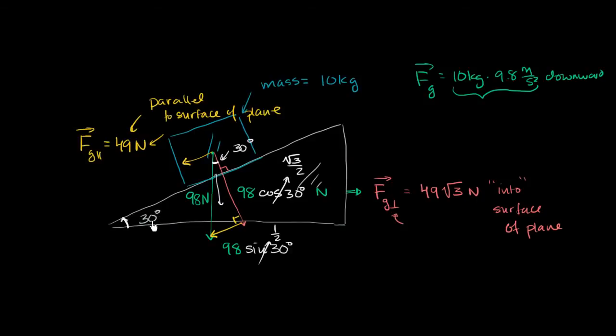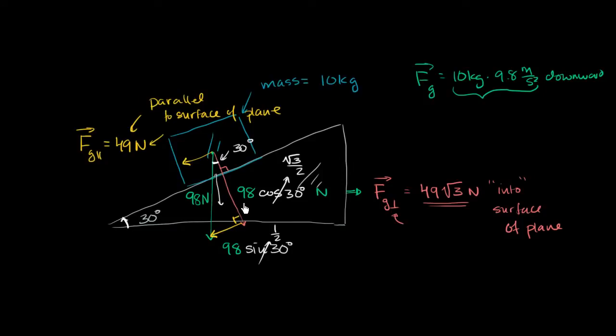So what's going to happen here? Well, if these were the only forces acting on it, so if we had a net force going into the surface of the plane of 49 square roots of 3 newtons, if this was the only force acting in the dimension that is perpendicular to the surface of the plane, what would happen? Well, then the block would just accelerate downward, into the surface of the plane.